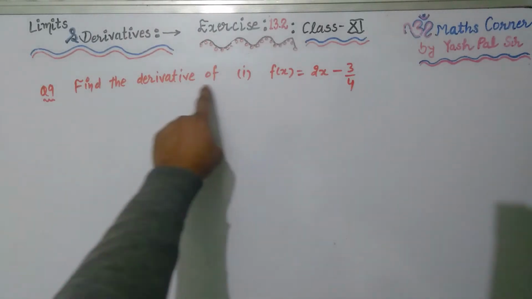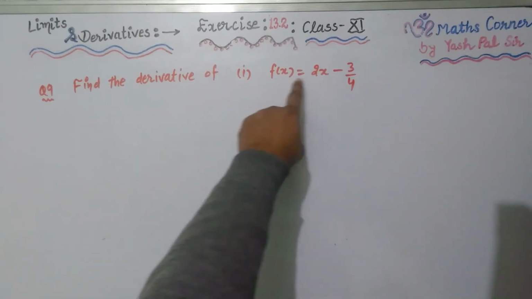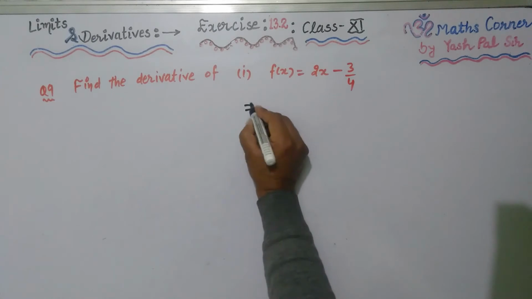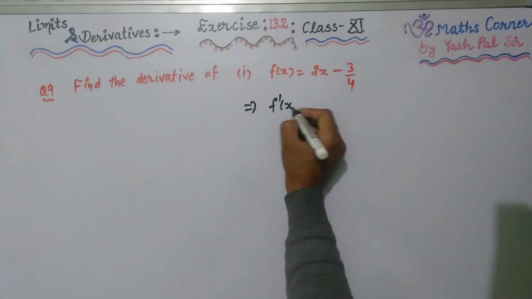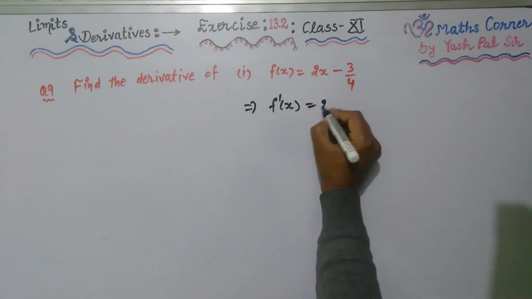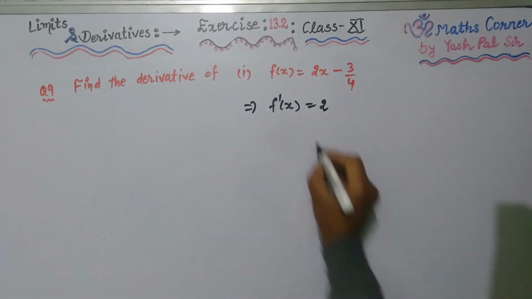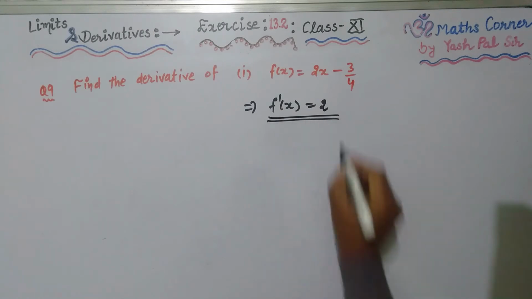Find the derivative of the first part, f of x is equal to 2x minus 3 upon 4. Here, f dash x, the derivative of 2x is 2 and the derivative of minus 3 by 4 is 0. So this is the answer to the question.